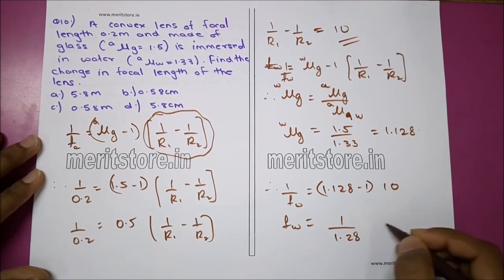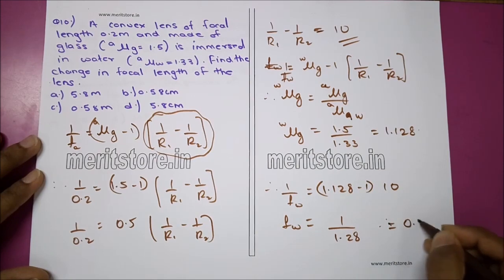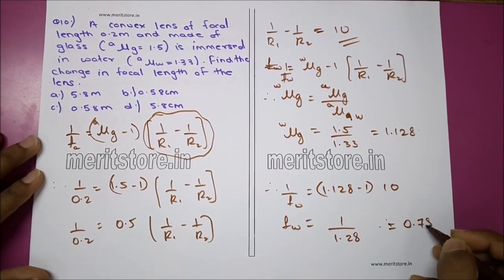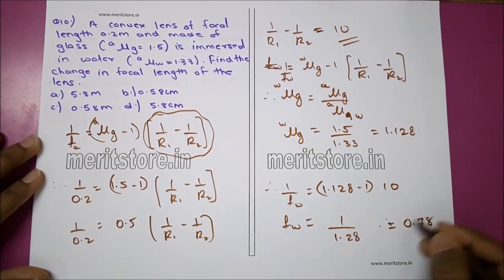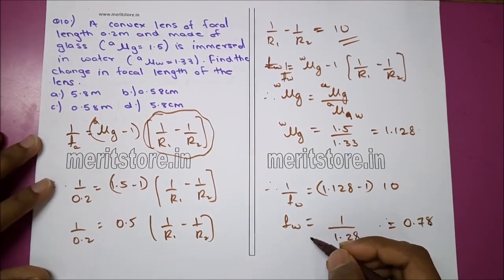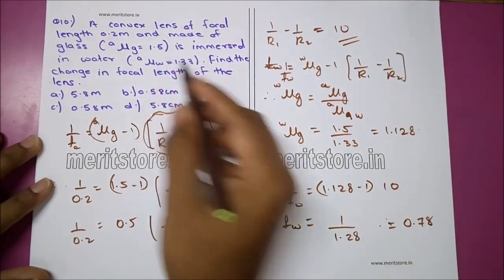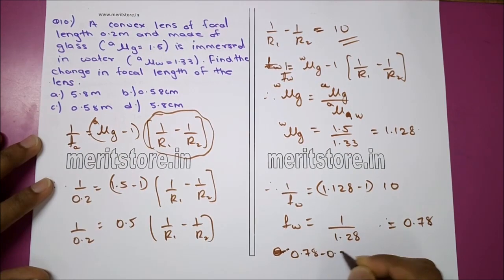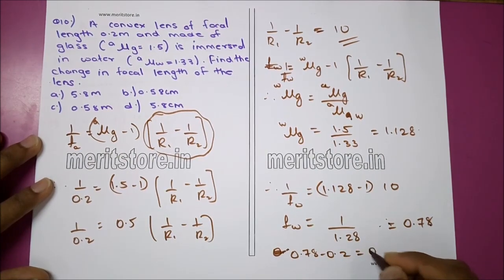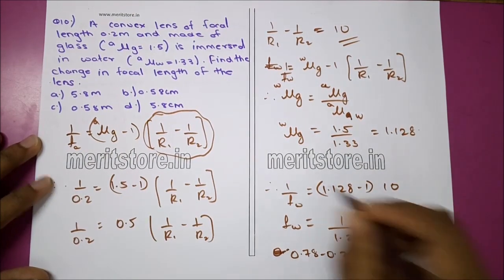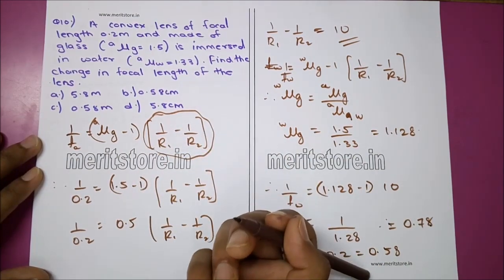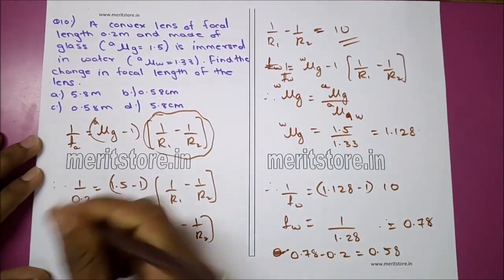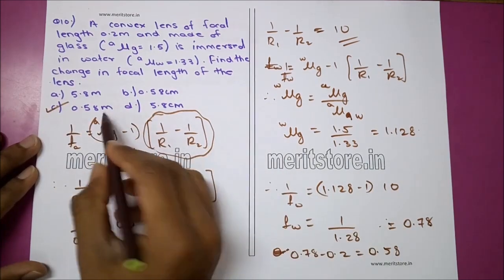Okay, so that is equal to 0.78. Now 0.78 is the focal length in water. So the change would be 0.2, or 0.78 minus 0.2, which is equal to 0.58. Now since all the units are in meters, since we haven't changed any unit, therefore option C, 0.58 meters, is the correct answer.